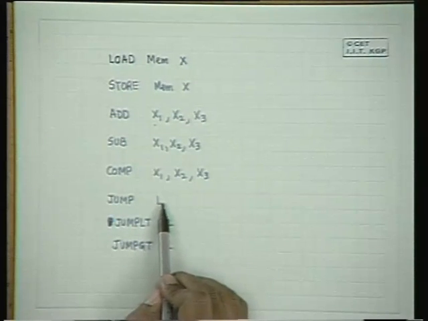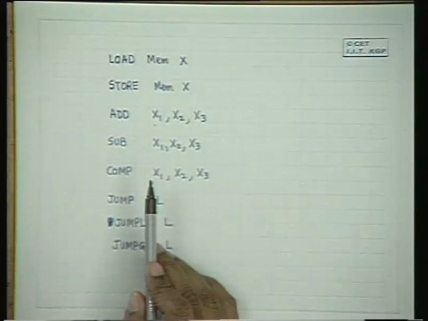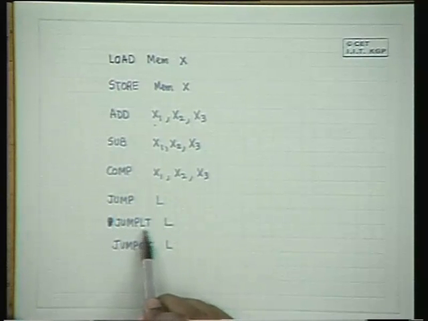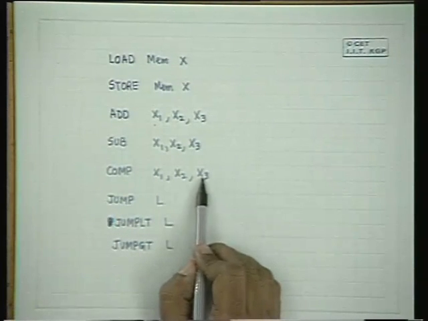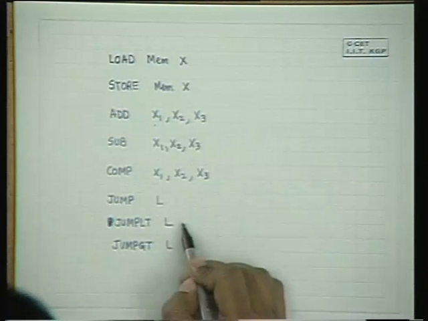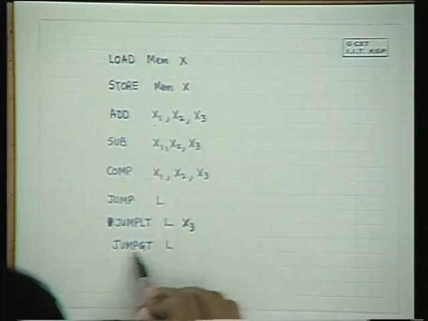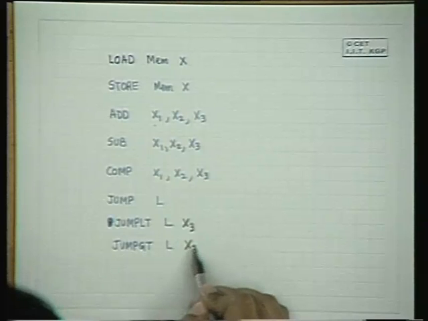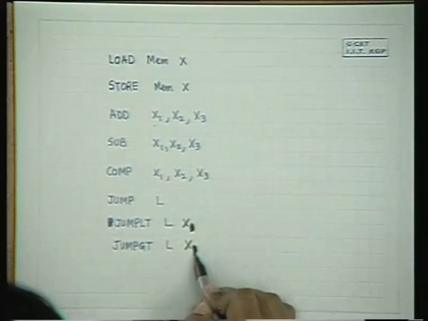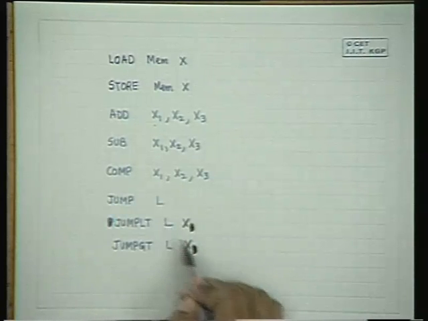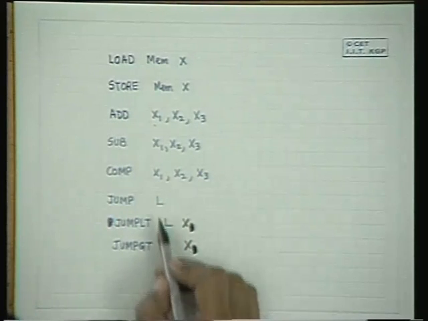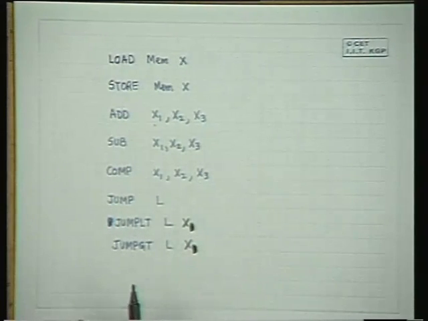Jump L, it will jump to the instruction label L. Jump less than L, that is, this will check if x3 is less than 0, it will jump to L. Sorry, here I will put x3. Jump greater than L, any x, need not be x3. If this is less than 0, then jump to L. If this is greater than 0, jump to L, and this is the unconditional jump.